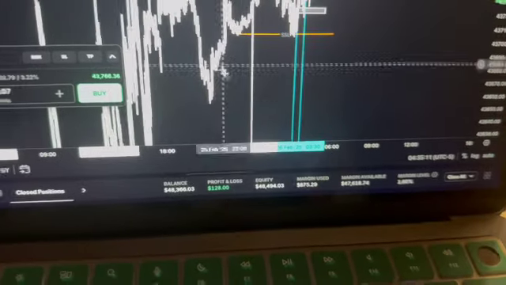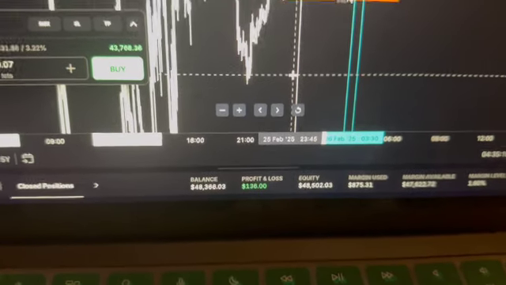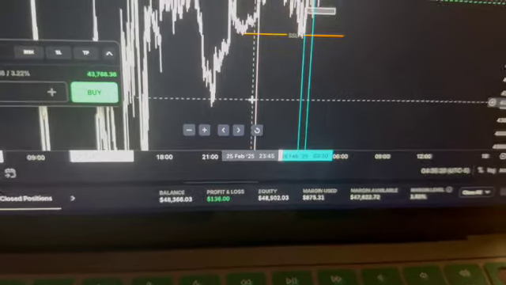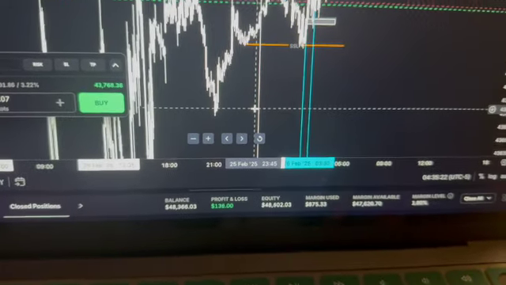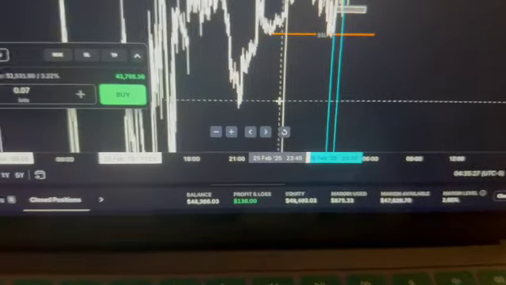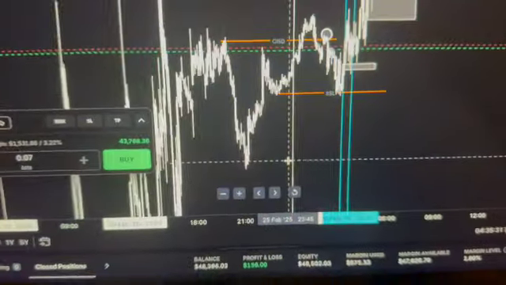That's not bad. So basically, I'm just trying to get the account back up. When I get the account to 54,000, I will pass phase 1 of the challenge, and then I have another phase where I have to make 2,500. Once I make that 2,500, they're gonna give me a live account. But yeah, I learned from my losing streak.